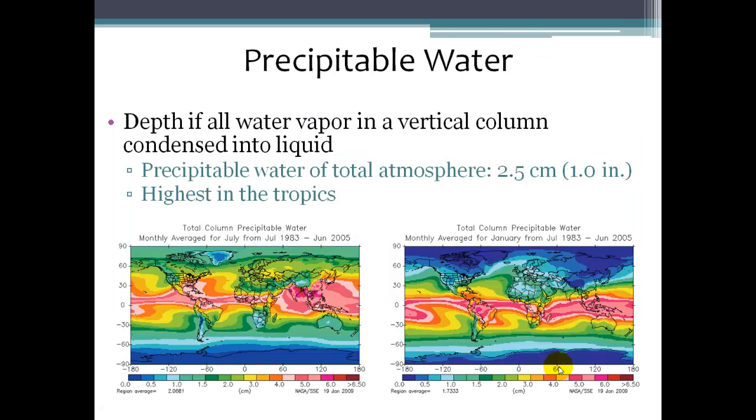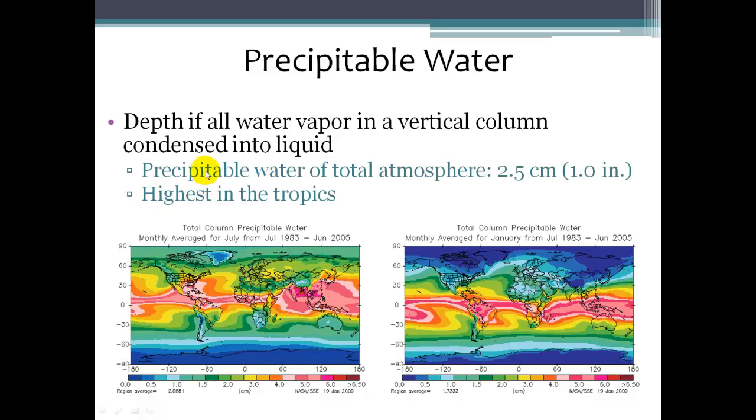Precipitable water is the depth of water if all of the water vapor in a vertical column of air was condensed into liquid. So if you could take a column of air and get all of the water, in whatever form it's in, water vapor, whatever form it's in, and turn it into water, the depth of that water is what we call precipitable water.